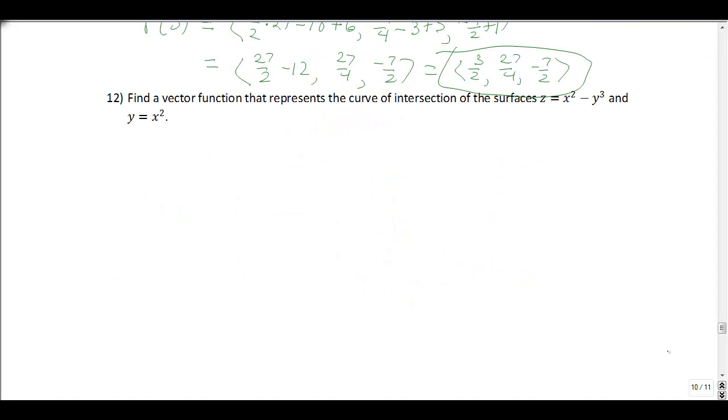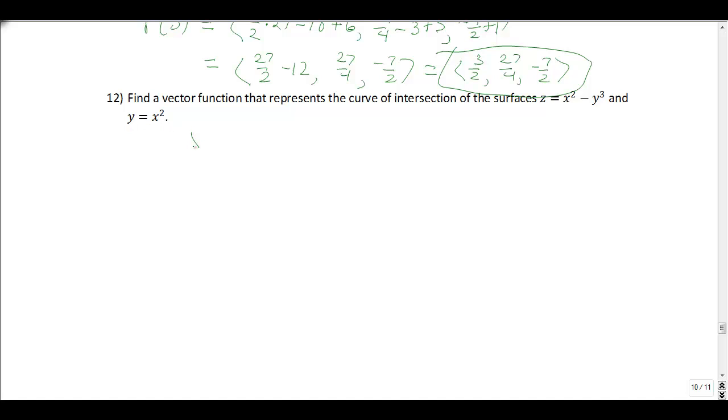Okay, so number 12 here, we want to find a vector function that's really just a parameterization of a curve that represents the curve of intersection of the surfaces z equals x squared minus y cubed and y equals x squared. So the thing I'm going to focus on is this second equation, y equals x squared, only has 2 of the variables, and it's solved for another one of the variables.